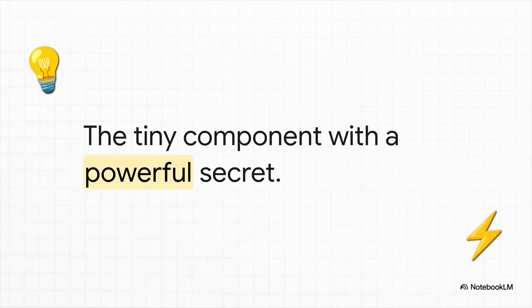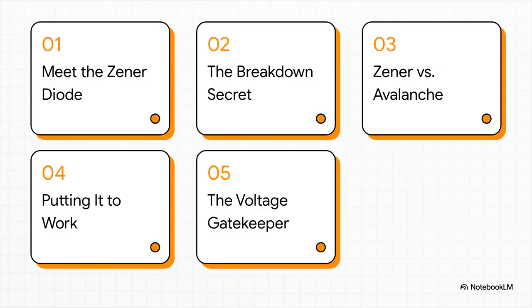Think about it. Most diodes are like one-way streets for electricity. But the Zener Diode? It's completely different. It's actually engineered to work backwards. And this unique little superpower is absolutely essential for almost every piece of modern technology we use. So how does it pull this off?